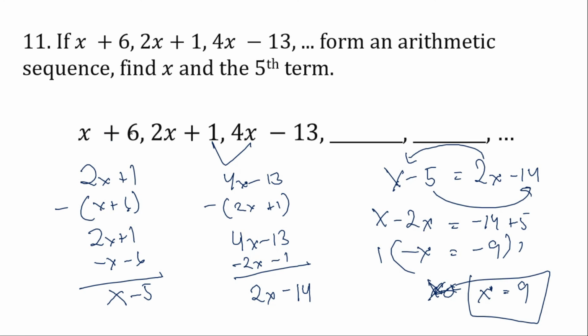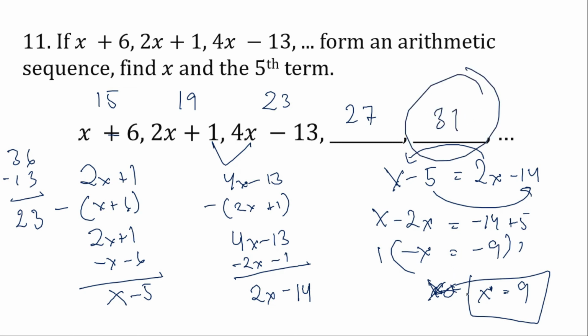Now let's check. 9 plus 6 is 15. Then 9 times 2 is 18 plus 1 is 19. 9 times 4 is 36. Now 36 minus 13 is 23. Now let's check if it has a common difference. 19 minus 15 is 4. 23 minus 19 is also 4. So we need to add 4 here. 23 plus 4 is 27. 27 plus 4 is 31. So the fifth term is 31. And x is equal to 9. That's the answer for number 11.